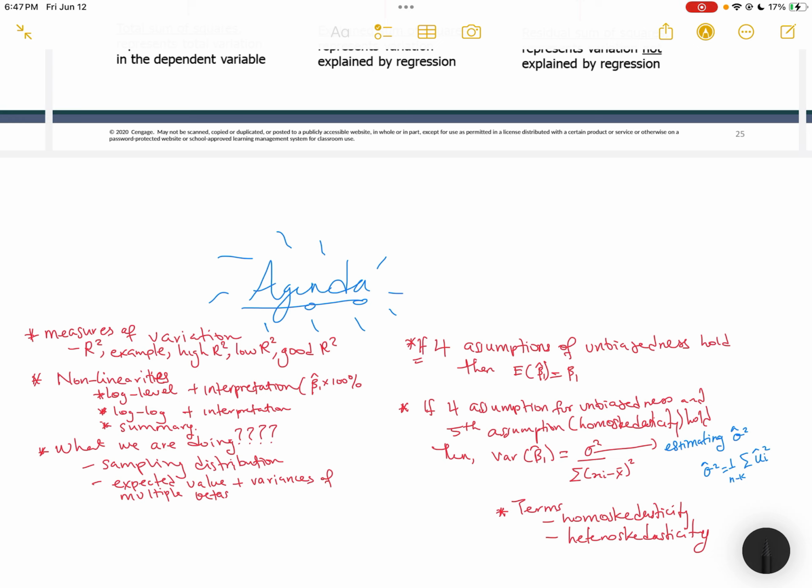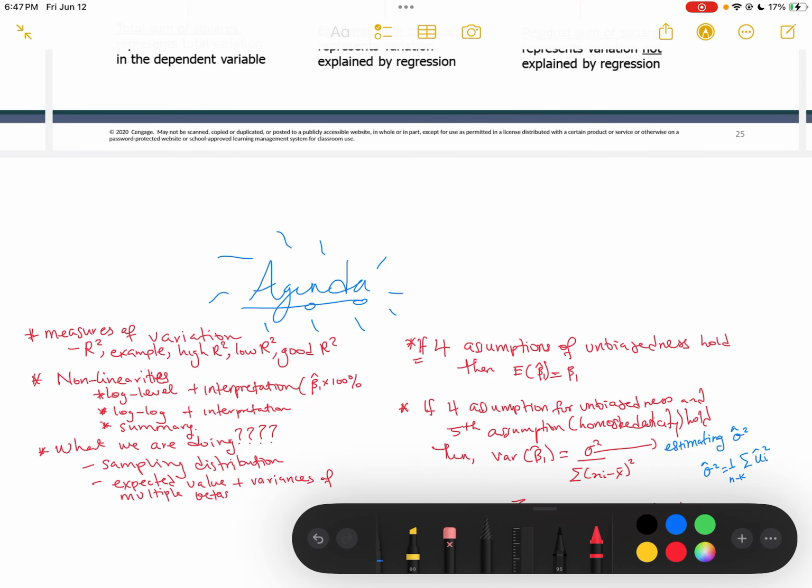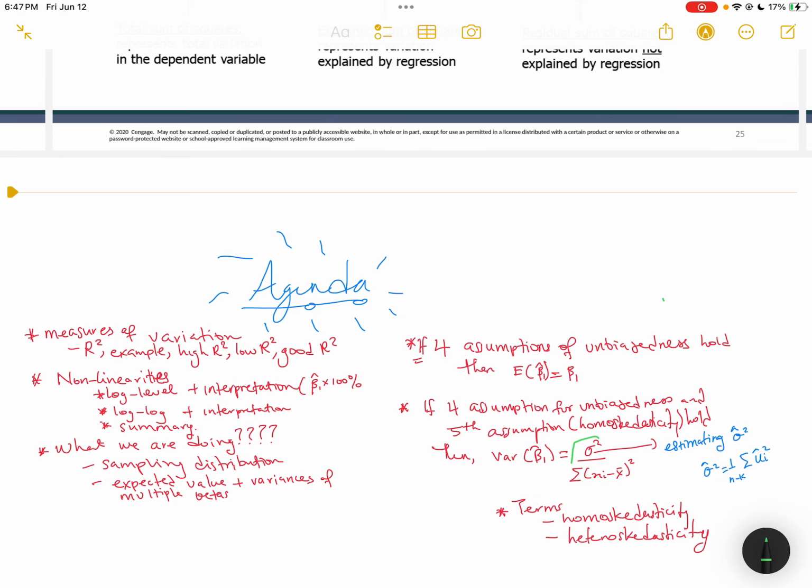Now, if those 4 and a 5th, known as homoscedasticity, I will get into that, I promise. If those 4, now 5, hold, then we can write the variance of our beta as sigma squared over the sum of squares total in X.